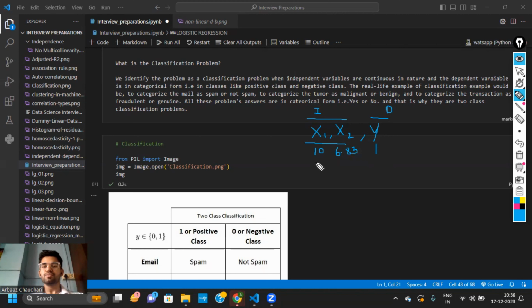Suppose one more data point is there, like 6 over here, and the IQ is 4.3, and he didn't get placed, so 0. So 1 represents the student got placed, and 0 means he didn't get placed. So this is the classification problem. These x1 and x2 are in continuous form, like 10, 6.8. This is a number which is in continuous form, continuous in nature. Okay.